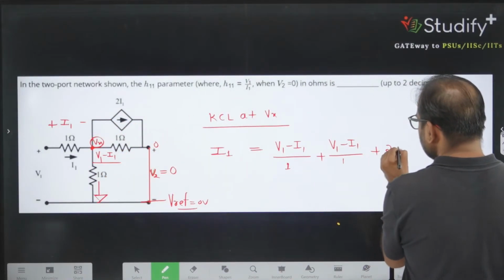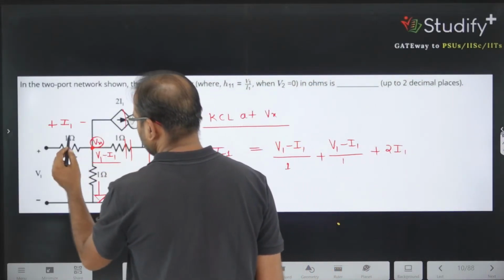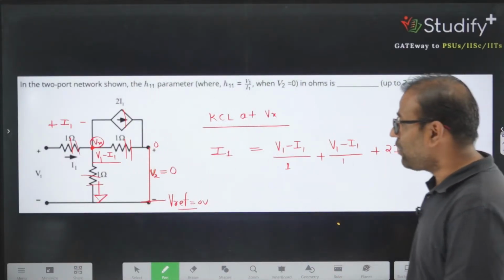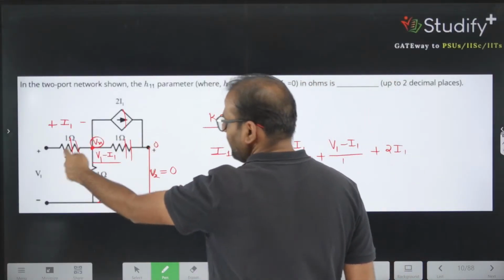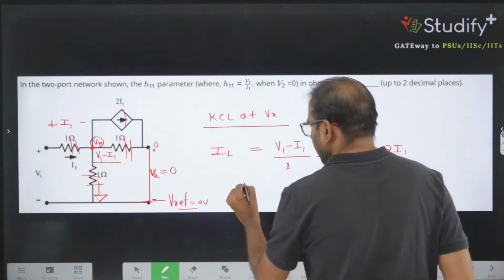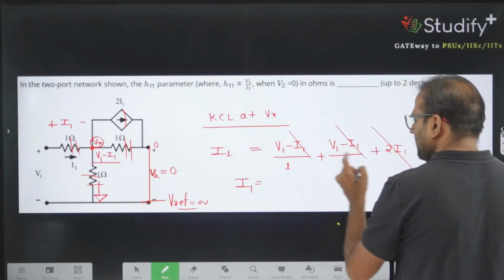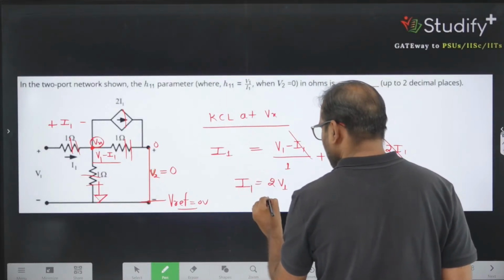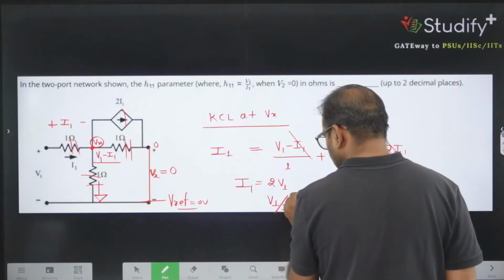So how many currents are there? 1, 2, 3 and 4. We have written all the currents. Three currents are going away from the node, and only one current is the incoming current. So can I say I1 is equivalent to V1, this cancels, so it is equivalent to 2V1. And they are interested in the ratio of V1 divided by I1. So V1 divided by I1 is equivalent to what?